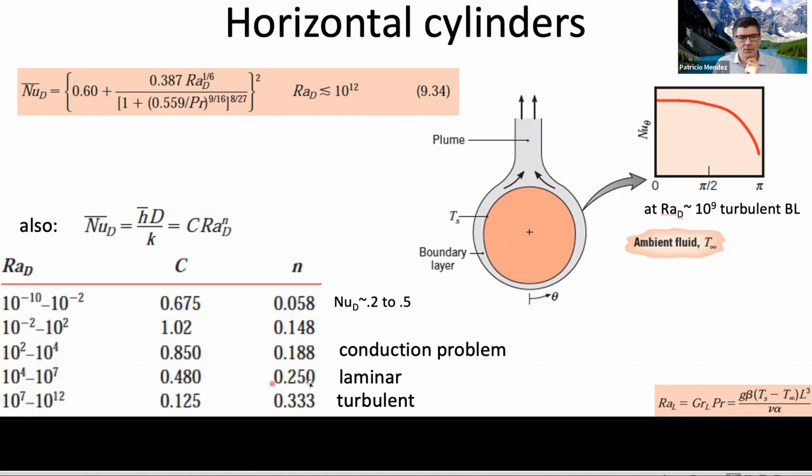If the Rayleigh number is lower, we have 0.25. Guess what? That was the exact exponent that came from, this time, yes, solving the differential equations for a vertical plate. So these two exponents make sense. What these coefficients are here, these are the empirical part.